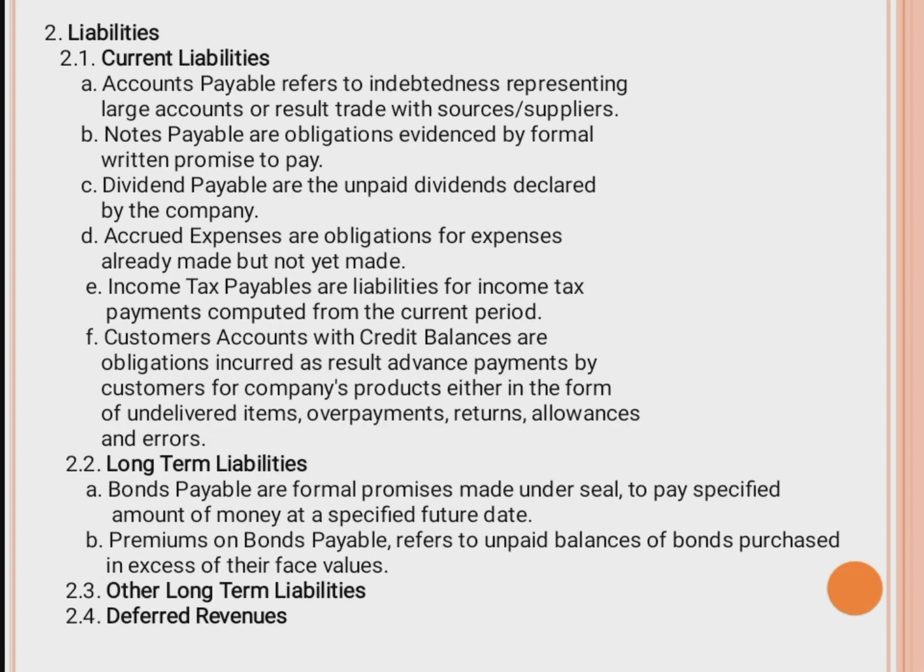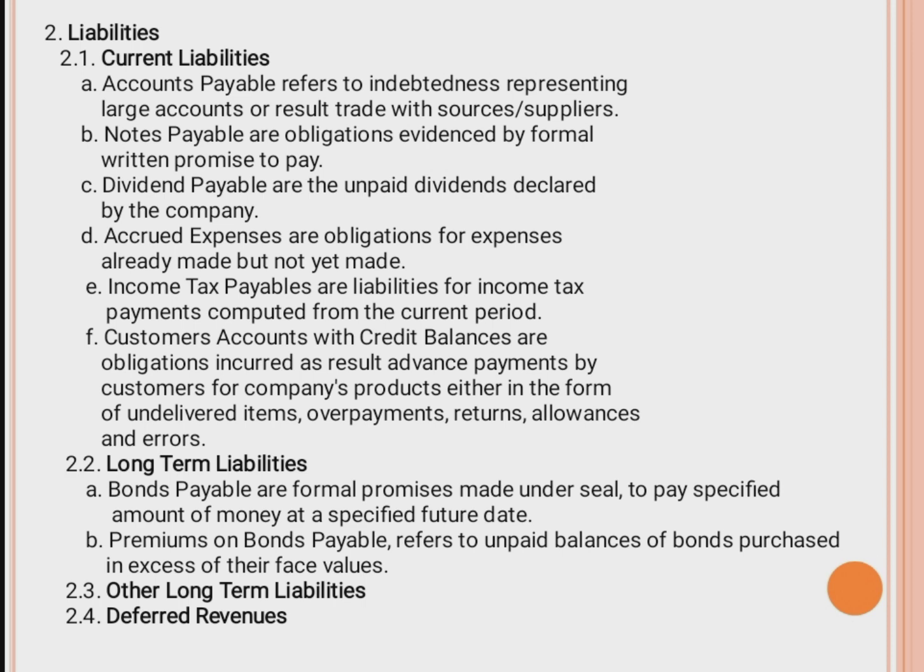2.1, current liabilities. A, accounts payable refers to indebtedness representing large accounts or sole trade with sources or suppliers. B, notes payable are obligations evidenced by formal written promises to pay. C, dividends payable are the unpaid dividends declared by the company. D, accrued expenses are obligations for expenses already incurred but not yet paid. E, income tax payable are liabilities for income tax payments computed from the current period.